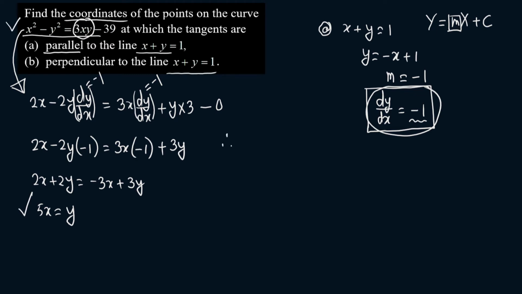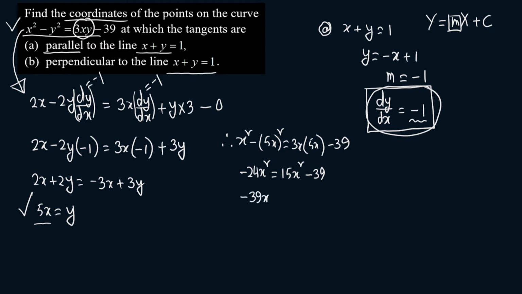So from the main equation you can write it. If we replace y as 5x, then you can easily write x squared minus 5x whole squared equals 3x into 5x minus 39. That is our expression. So it gives us minus 24x squared from the left side, and from the right side it is 15x squared minus 39. So it is minus 24 x squared on the left side, and on the right side it is minus 39.